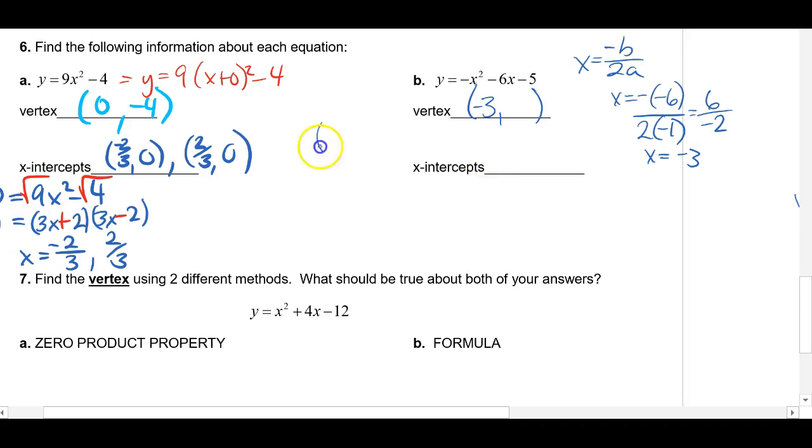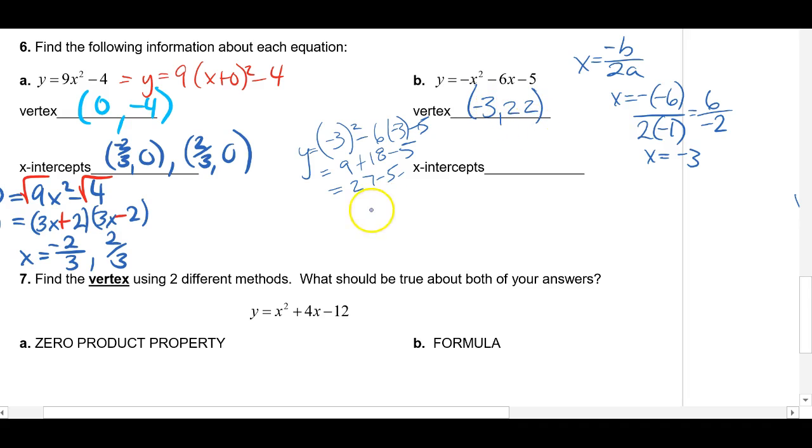Okay, so now y is equal to negative 3 squared minus 6 times negative 3 minus 5. Negative 3 squared is 9. And then negative 6 times negative 3 is positive 18 minus 5. So then 9 plus 18 is 27 minus 5. Well, that's going to be 22. Okay? So now this graph is at negative 3 and 22.